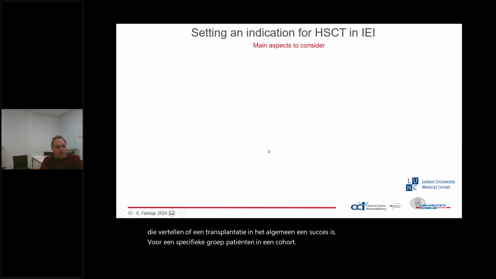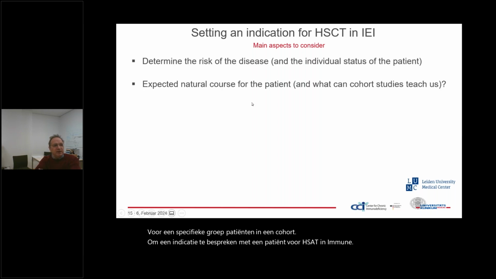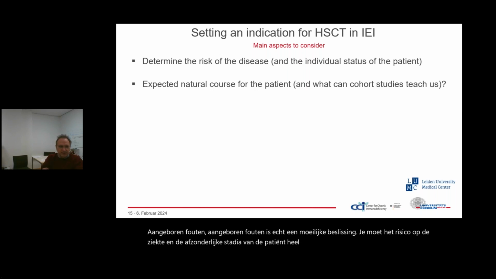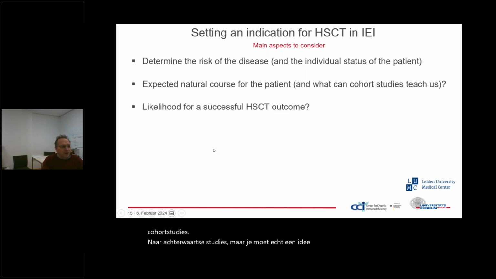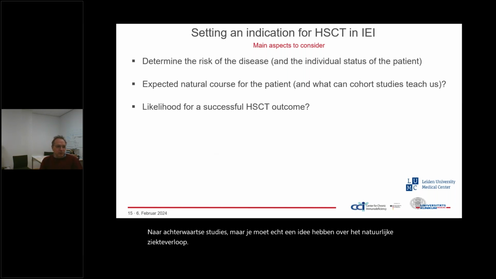So to discuss an indication with a patient for HSCT in immune inborn errors is really a tough call. You have to determine the risk of the disease and the individual status of the patient really carefully, together with the patient, together with your colleagues. You have to know a little bit about the natural course of the disease, which can be taught from cohort studies. You really have to have an idea about the natural disease course. Then you have to know what kind of outcome of the HSCT might be anticipated.